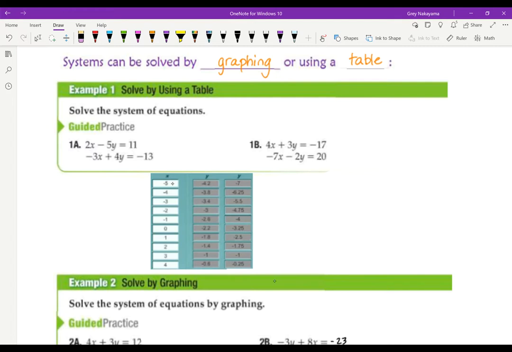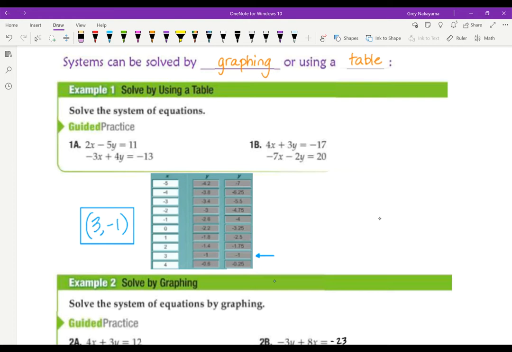I looked at the numbers between -5 and 4. Remember, the solution is the set of ordered pairs that they have in common, so you're looking for the numbers that are the same. As you look through this list, you see that those two y values are the same. And since they are, our answer is going to be (3, -1).